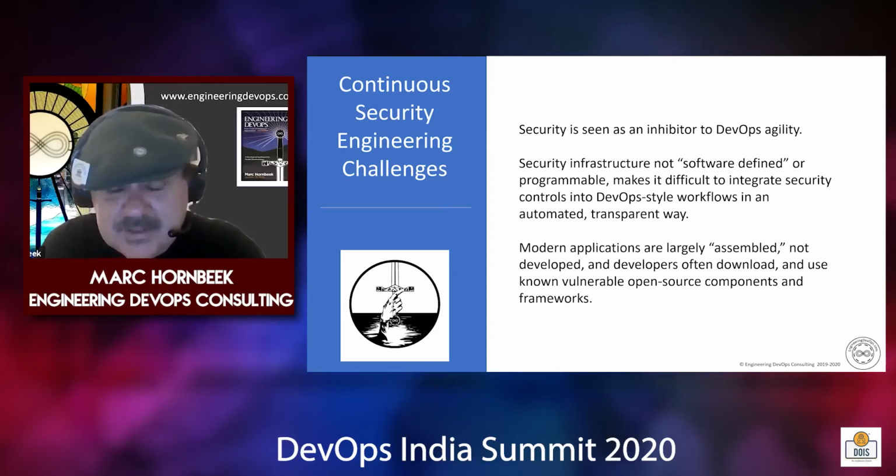And modern applications, generally speaking, if you look at the content of them, are largely assembled from open source or other sources rather than developed. And developers often just download and use components that have known vulnerable open source problems and frameworks. So all these things are part of the challenges of continuous security that need to be overcome with a really good DevOps practice.